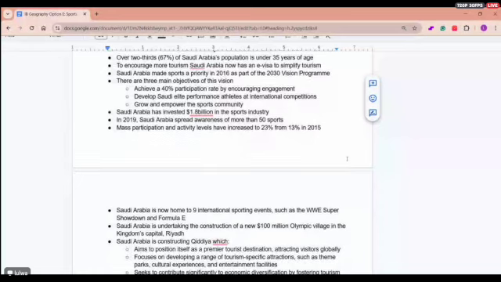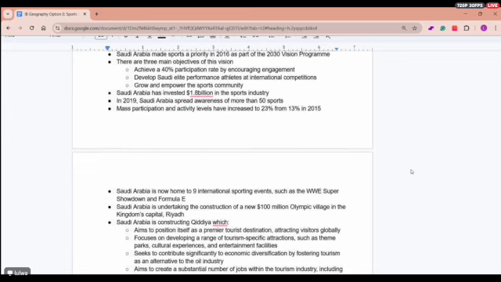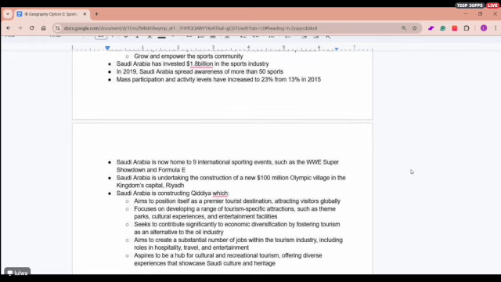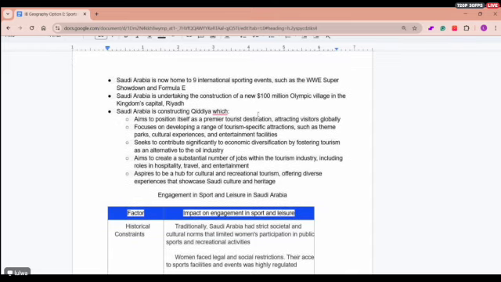There are 3 main objectives, of course: achieve a 40% participation rate, and also grow and empower the sports community. Saudi Arabia has invested $1.8 billion in the sports industry. In 2019, Saudi Arabia spread awareness of more than 50 sports, and mass participation increased to 23%. Saudi Arabia is now home to 9 international sporting events, such as WWE Super Showdown and Formula E. It is also undertaking the construction of a new $100 million Olympic Village in Riyadh.